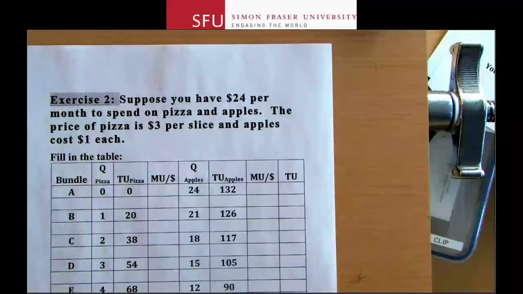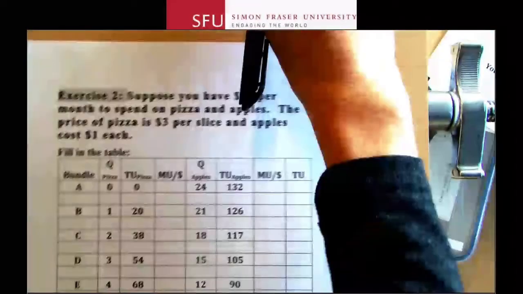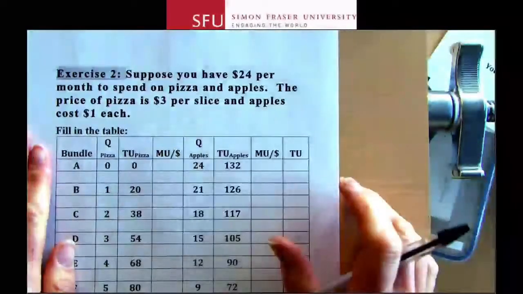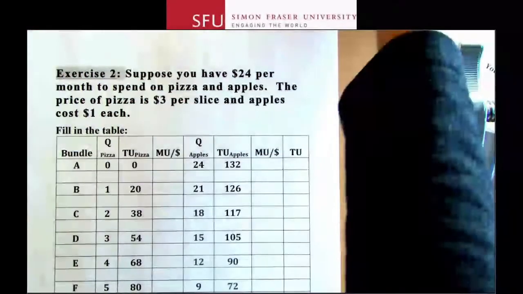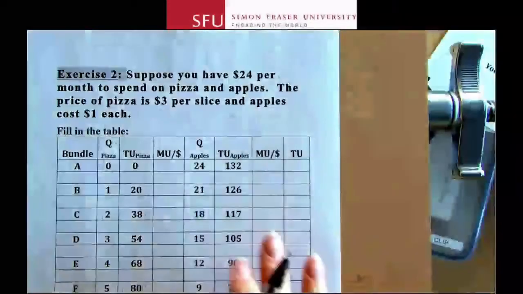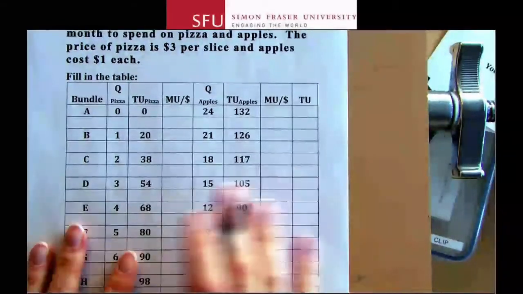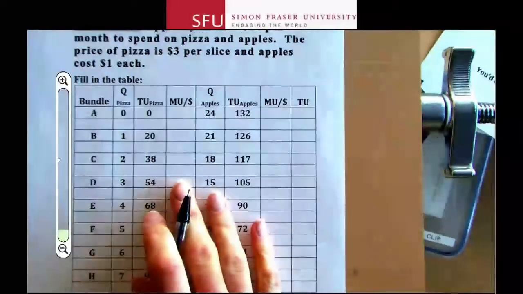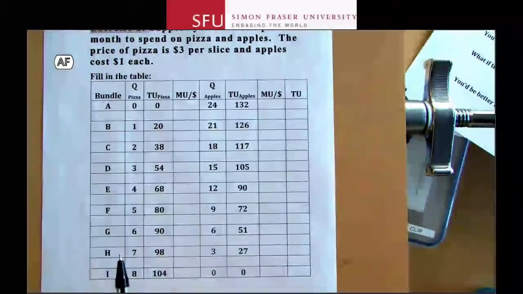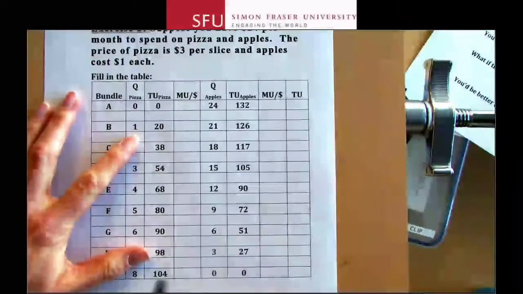Okay, so this is the pizza and apples example again, and we've got the $24 and the prices, this is all the same as before. And we've got all the information that we came up with before about the different bundles, and now we've got different amounts of utility as well for each of the different amounts of the goods. Okay, so what we're going to do is calculate marginal utility per dollar. So we'll start with pizza.